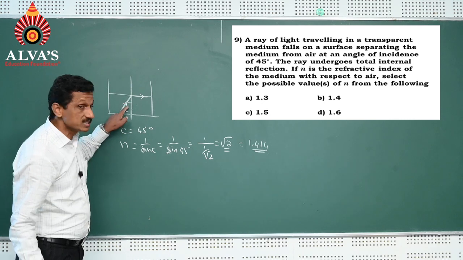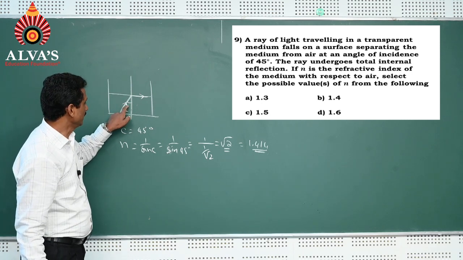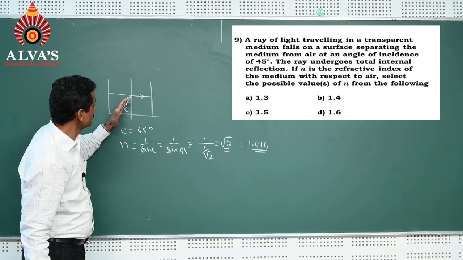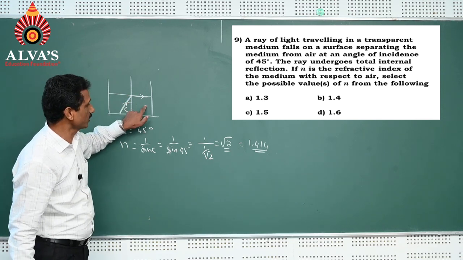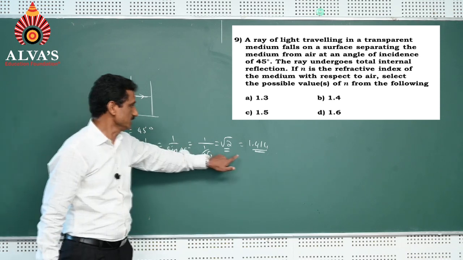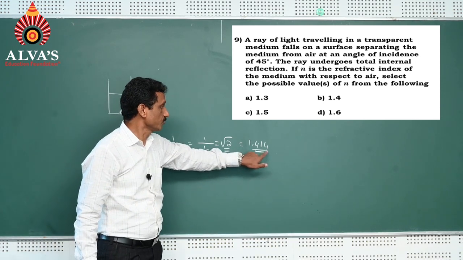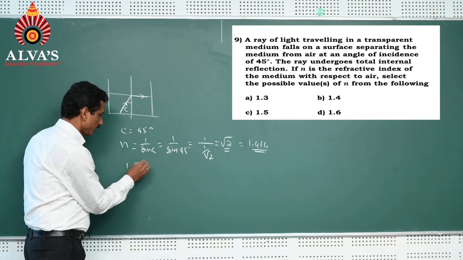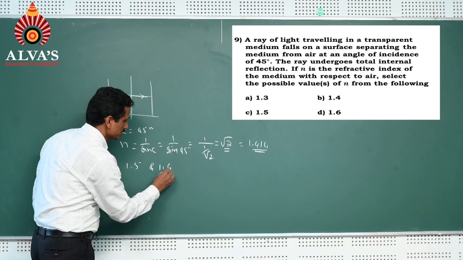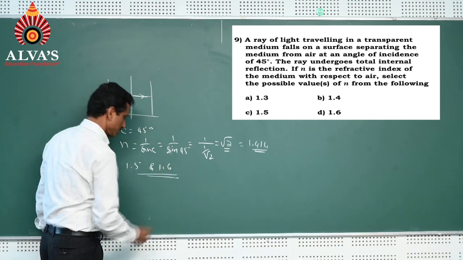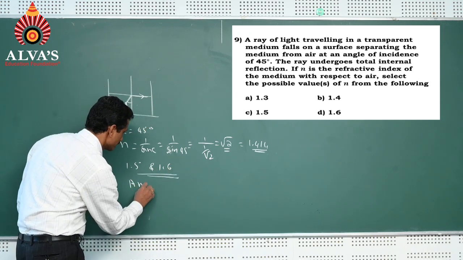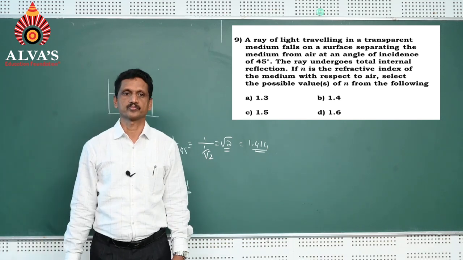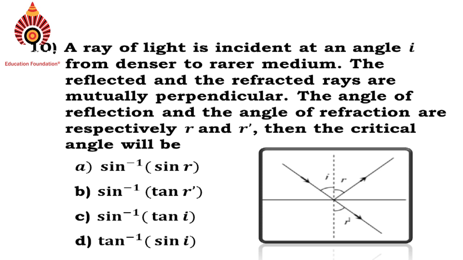If the angle of incidence is 45 degrees, then the ray just suffers the critical condition. If the angle of incidence is greater than 45 degrees, the rays suffer total internal reflection. That is, the refractive index should be at least 1.414. In this option, 1.5 and 1.6 are the correct answers. Therefore, options C and D both are correct. Let us move on to question number 10.